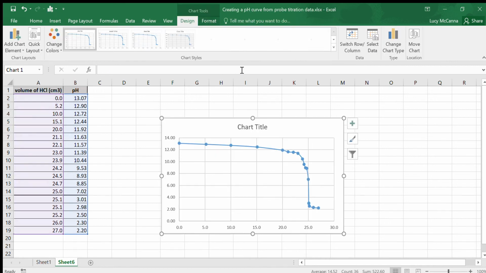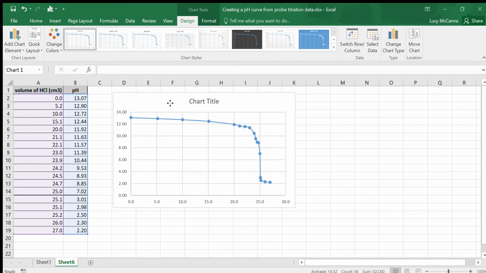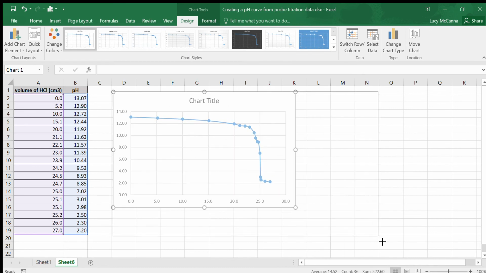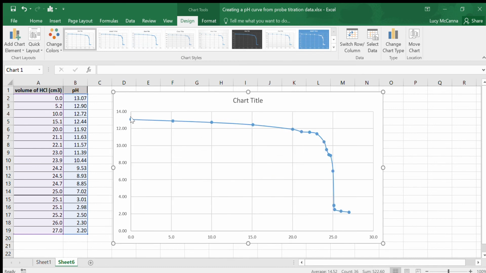We'll go for that. Okay, so what we're going to get, what I hope you get, is this very characteristic shape where you have a sort of gentle decline and then a sharp decline, almost vertical, and then it goes to a more gentle slope at the end there.